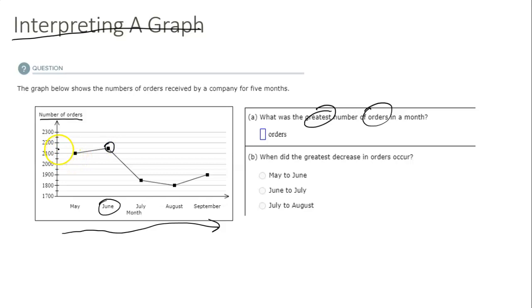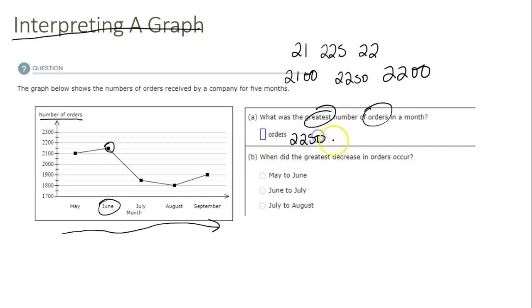It is halfway in between 2100 and 2200. So let's think about what's in between 21 and 22. Well, it's 22.5. So if it's 2100 and 2200, then that should be 2250. So it's 2,250 orders for this one.